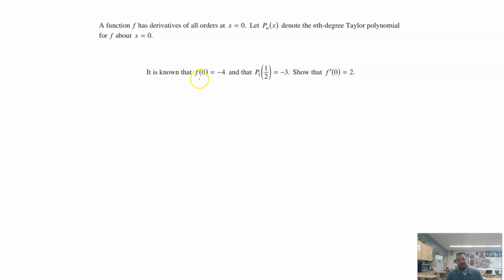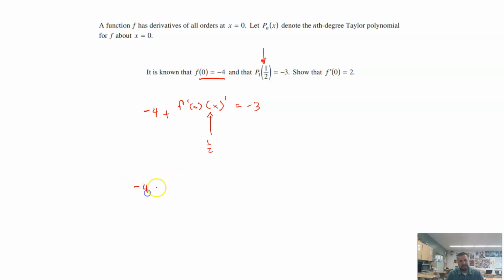So this says it is known that f of 0 equals negative 4, and that p of 1/2 equals negative 3, show that f prime of 0 equals 2. Well, remember, when we build a Taylor series, we take our first term where the series is centered, so I take that negative 4, plus the derivative when I plug that in, so that's my first derivative, multiplied by x minus 0, in this case, to the first power over 1 factorial, so it's just 1. This is saying that that is equal to negative 3 when I plug 1/2 in for x.